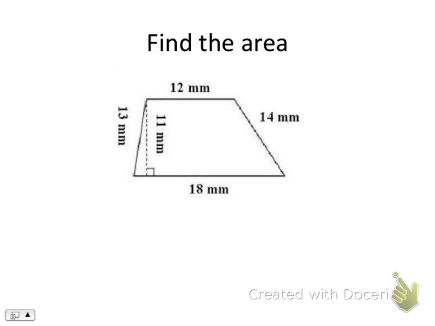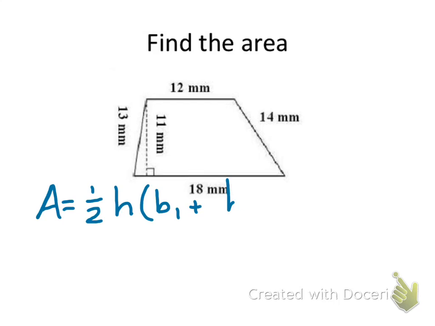So let's try an example. We want to always start with our formula. Area is equal to half times the height times the sum of base 1 plus base 2. So we can put in the numbers. I'm going to highlight here's base 1, here's base 2, and the height. Remember, that's a perpendicular height.